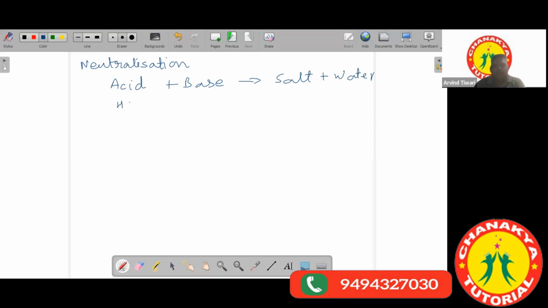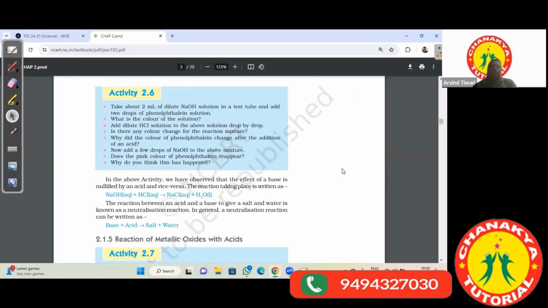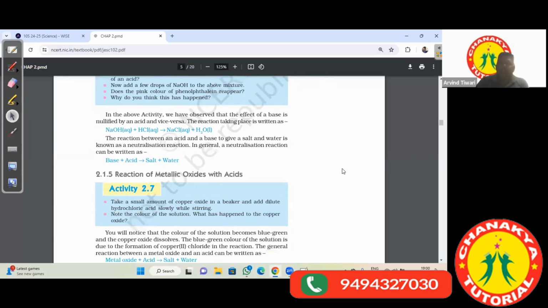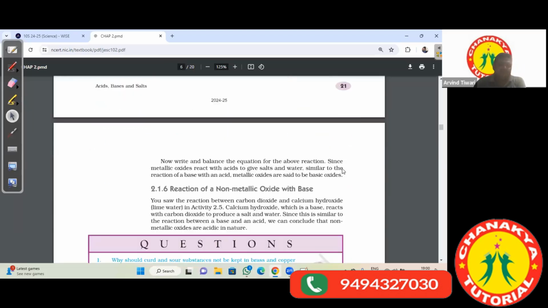You can take any acid reacting with any base. It forms a salt, NaCl, and water, H2O, is formed. So any acid can be taken which will react with the base to form salt and water. These specific reactions are called neutralization reactions, and we have the formation of salts and water. Okay, a reaction of metal oxides with acids.